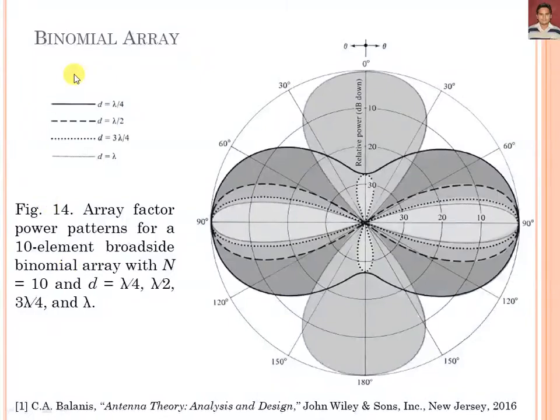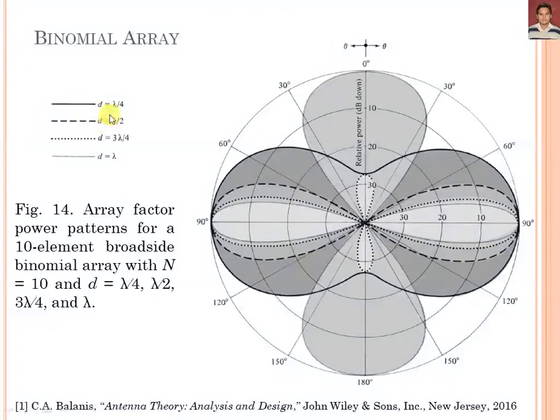We are taking one example to understand the binomial array, and here we have drawn the power pattern along the theta variation. We are taking the number of elements n equal to 10, in the direction of a broadside array, binomial array with d equal to lambda by 4, lambda by 2, 3 lambda by 4, and lambda. So as you can see, d is equal to lambda by 4. In that case, this is the power pattern and there is no minor lobe.